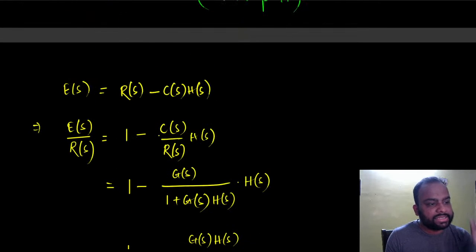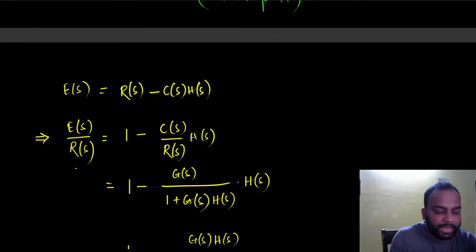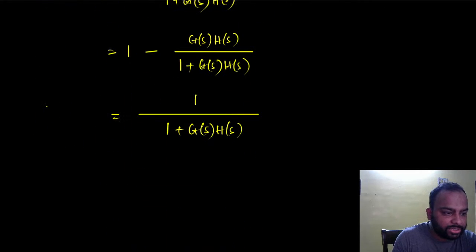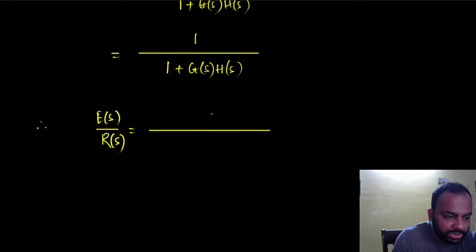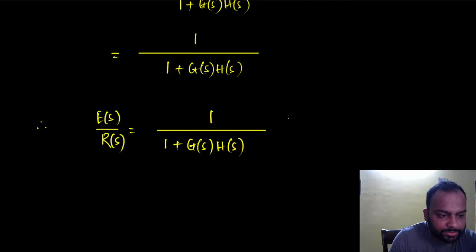So this is the transfer function of the error signal with respect to the input signal. Therefore I can say E(s) by R(s), the transfer function of the error signal with respect to the input signal, is nothing but 1 by 1 plus G(s)H(s), right? So this is known as the error transfer function.